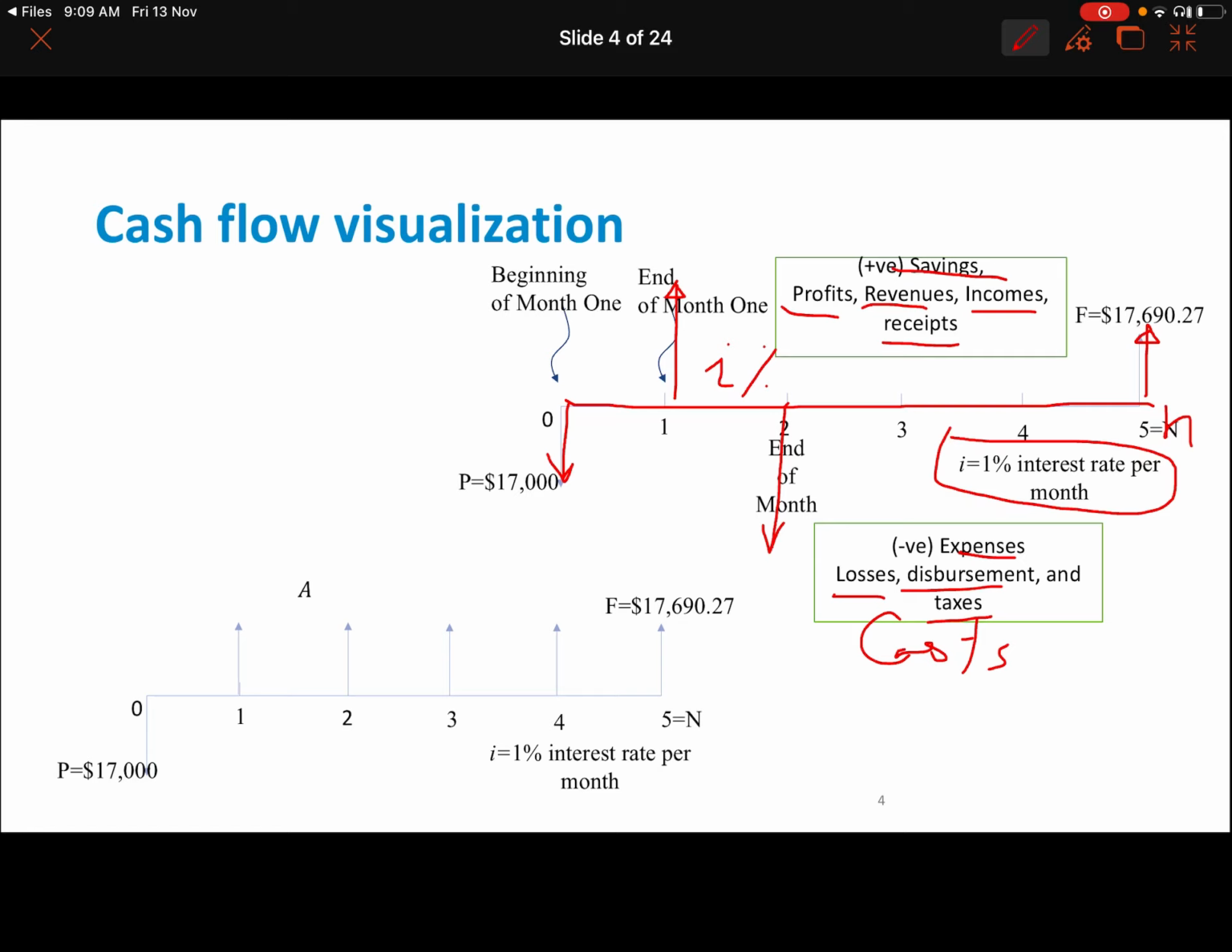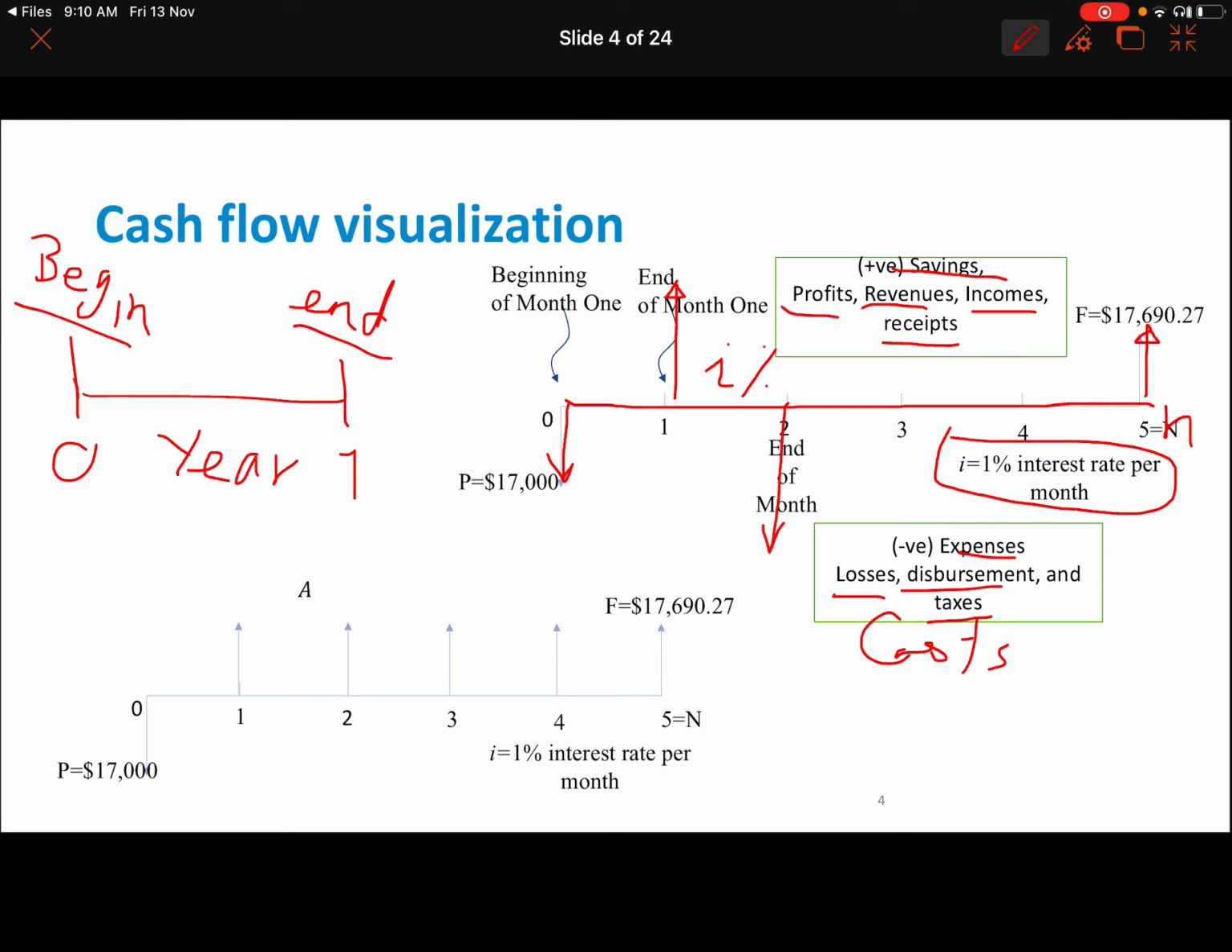From 0 to 1, I define one year. This is the beginning of one year, and this is the end of the first year. So the beginning of year one to the end of year one represents year one. Again, P is the principal, present value, or present worth.